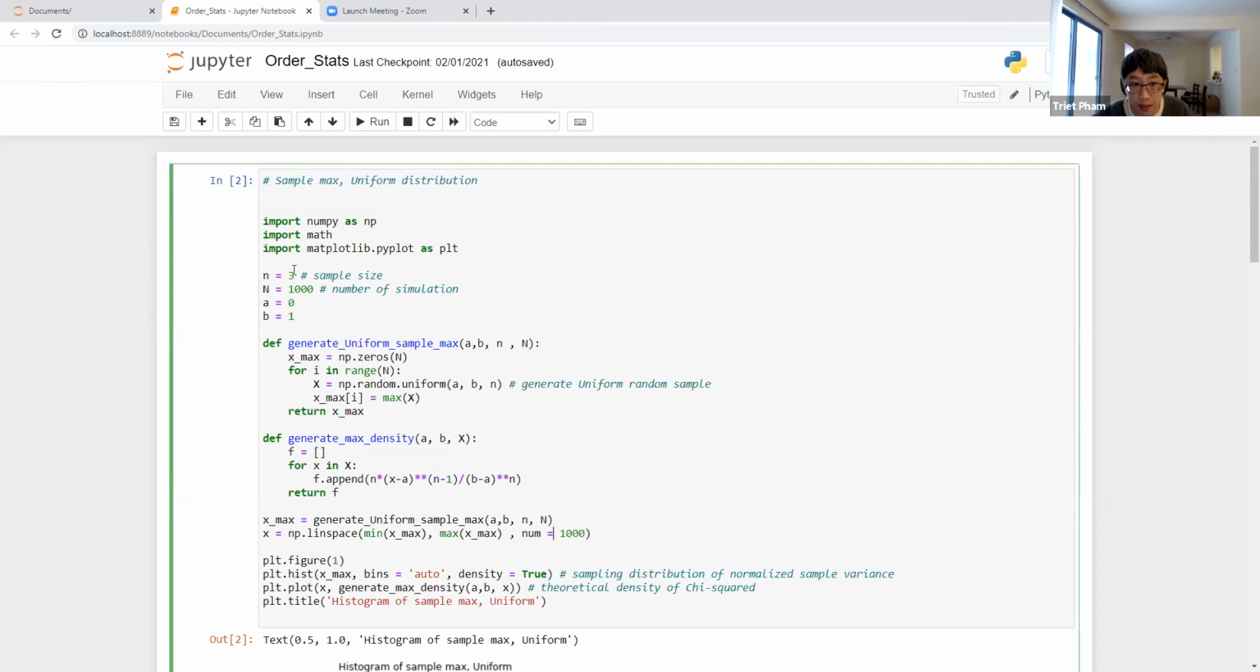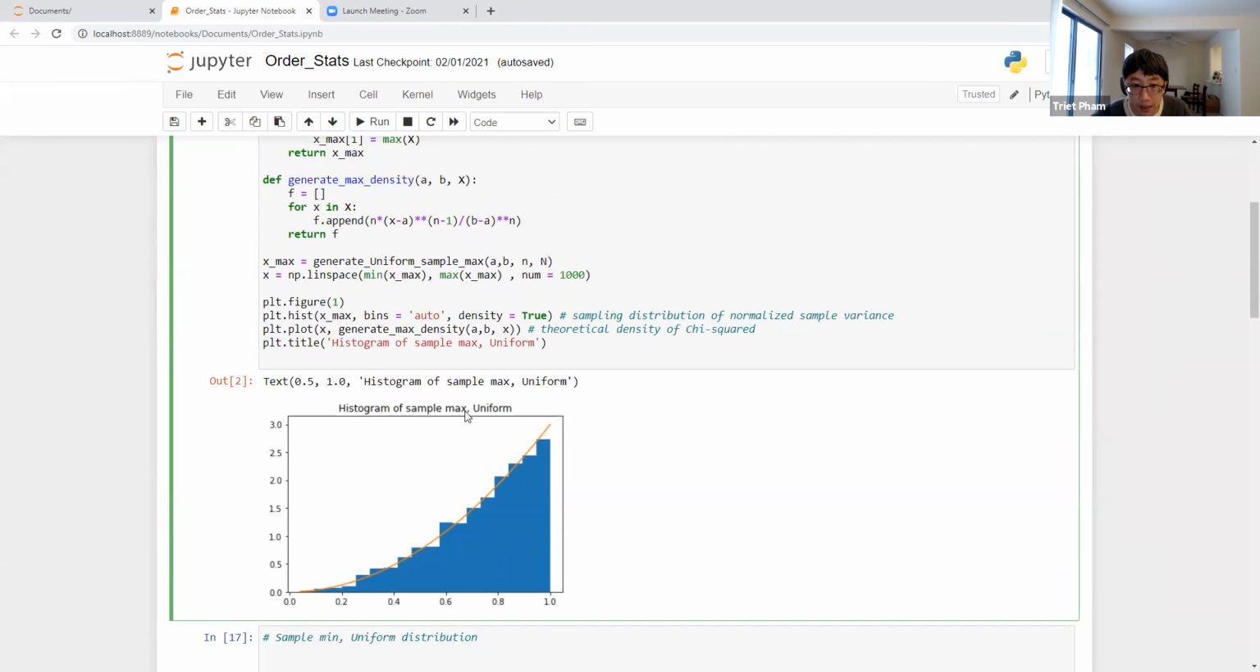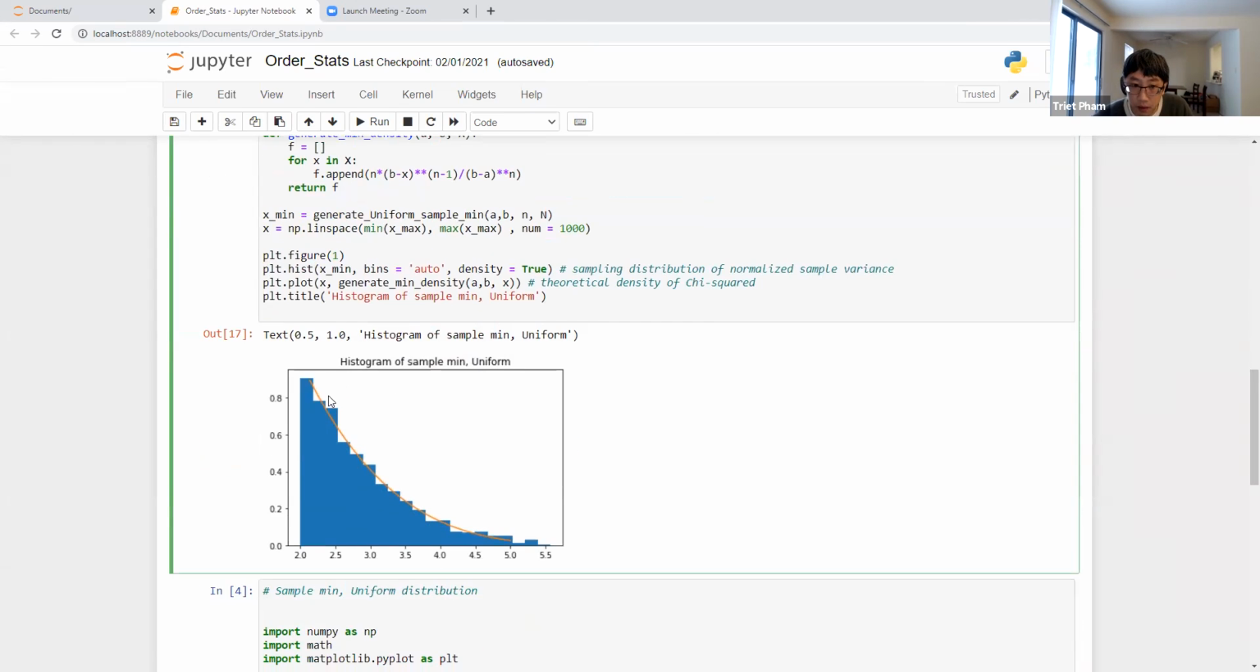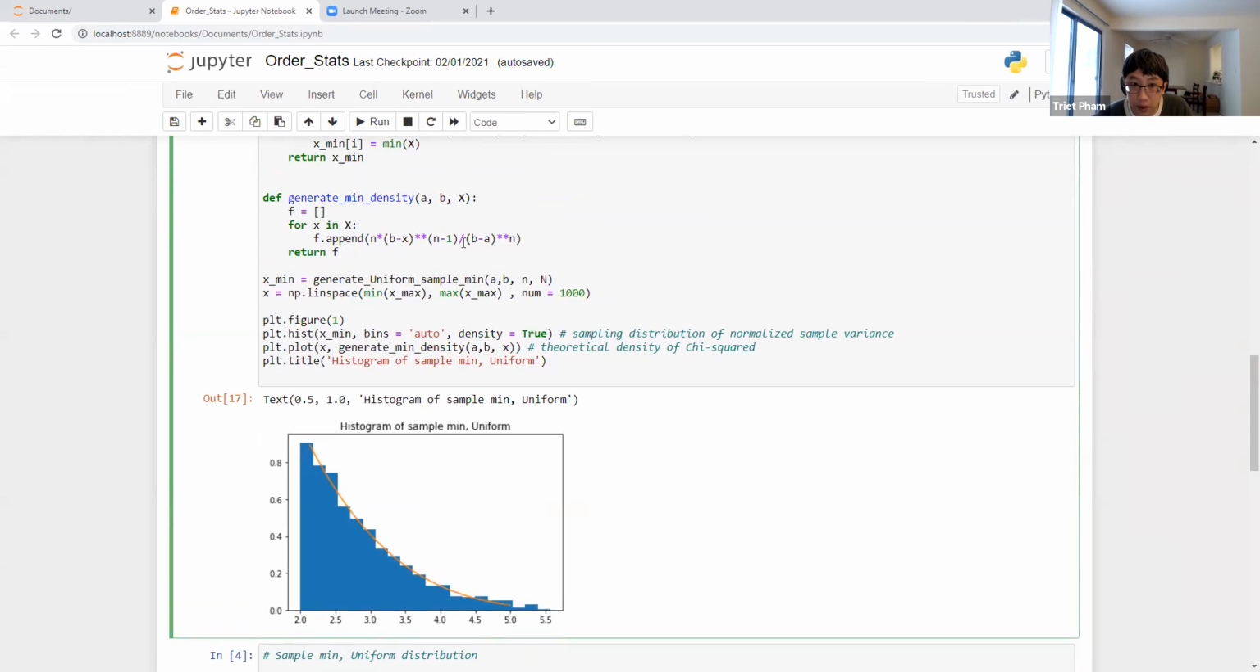And here the sample size is 3. This is sample max. Of course, you see it's tilted to the right. It makes sense because this is the sample max. It tends to be closer to 1 and closer to 0. Same goes for the sample min, but I changed the sample size to 5. So you see I also have the theoretical one. It's tilted to the left and looks like this.